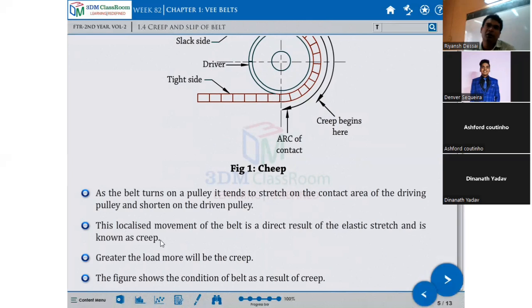That process is called creep. Understood, no? The greater the load, the more the creep will be.